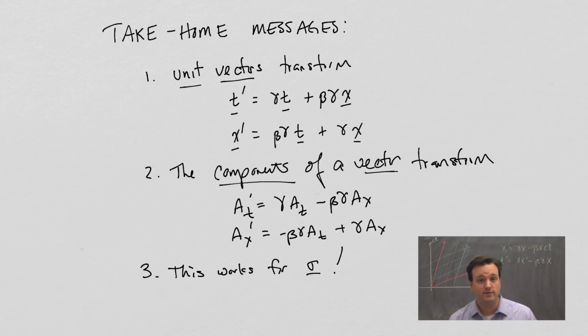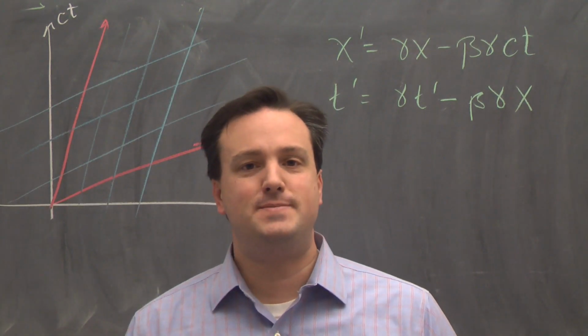If you have a good 4 vector, you can use the transformation properties that we derived in this video to find out what the components of that 4 vector are going to look like in any reference frame that you want. Well, this has been a lot of fun.